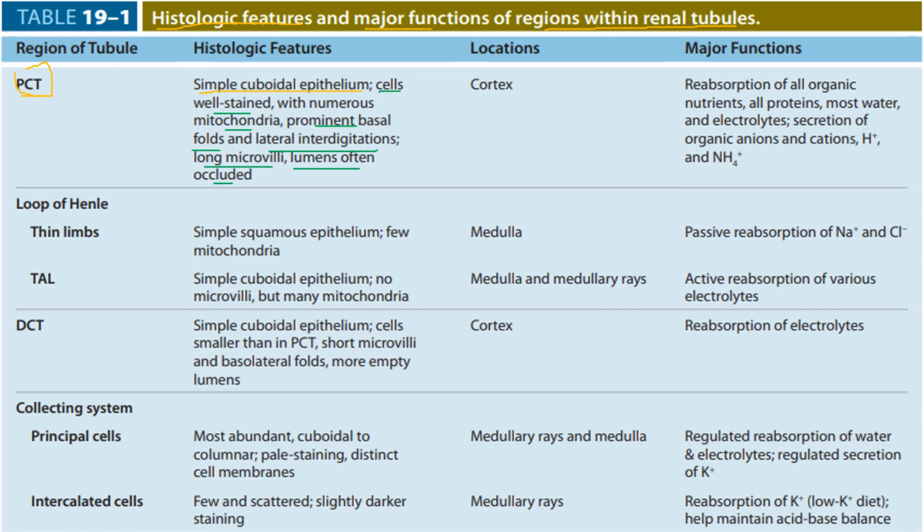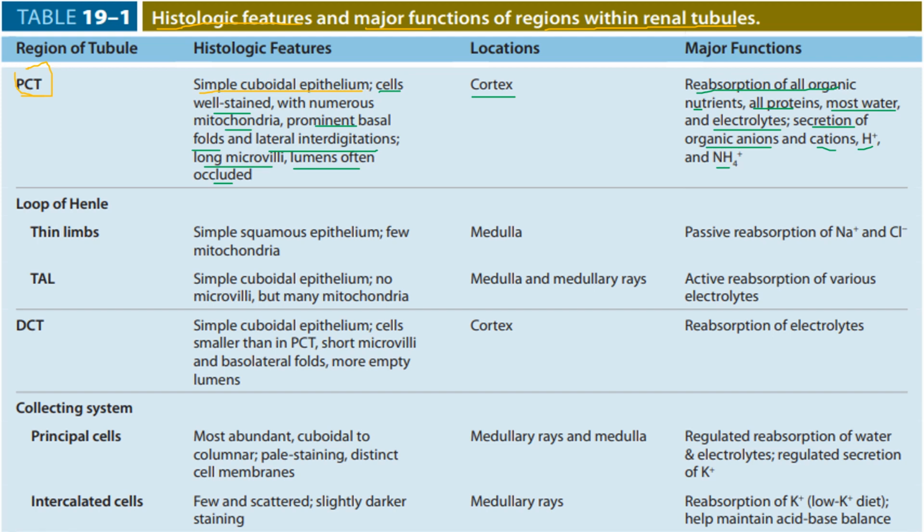Its location is mostly in the cortex, and its function is reabsorption of all organic nutrients, all proteins, most water, and electrolytes, and secretion of organic anions and cations, hydrogen, and NH4.